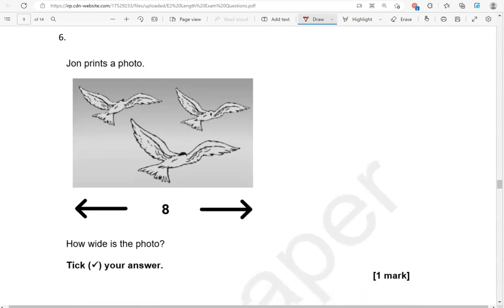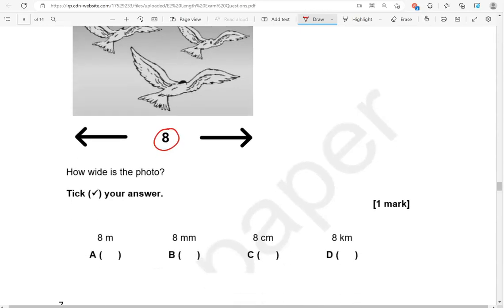John prints a photo. How wide is the photo? So we've got 8, but no unit given. Is it 8 meters? That would be way too long to print. 8 meters, probably the length of a house. So that's not an option.